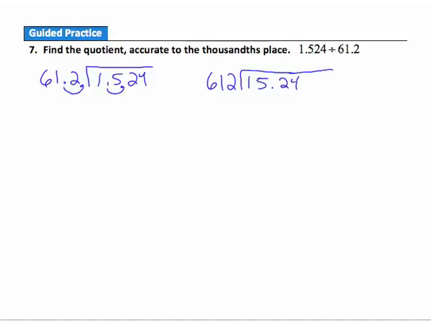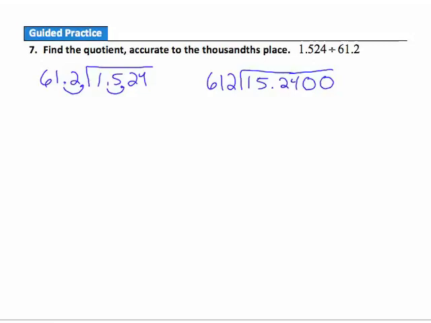Now we're going to need to annex some zeros. We're going to round to the thousandths place. Currently we're at the hundredths place. One more zero would get us to the thousandths place. The next ten-thousandths place digit is needed, so we know how to round the thousandths place. Now we've got it set up. Let's start the division. 612 will not divide into 1. It will not divide into 15. It will not divide into 152. So we're going into 1,524.